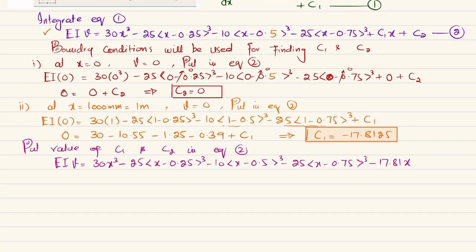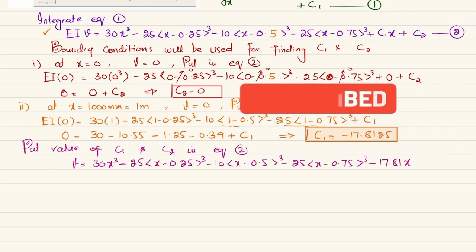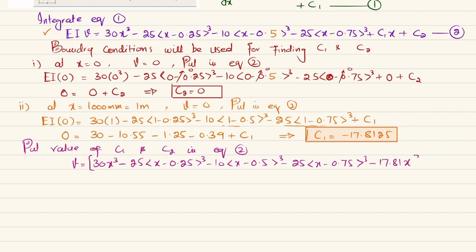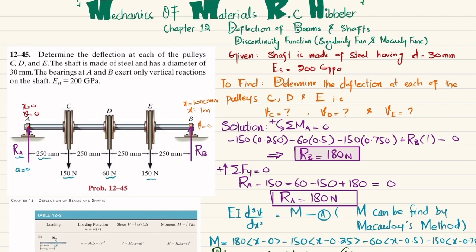And if you divide this equation by EI on both sides, we will get this term divided by EI. And that is your required equation of elastic curve. Now we will move to find the deflection at C, D and E.